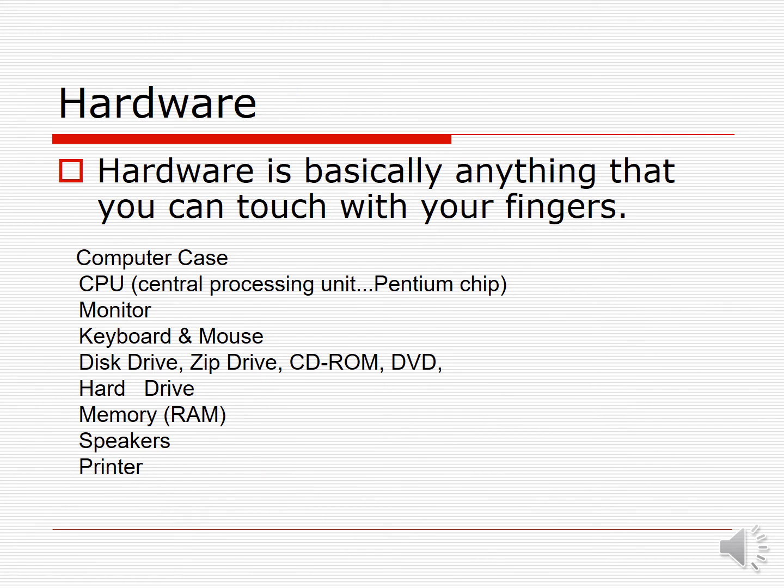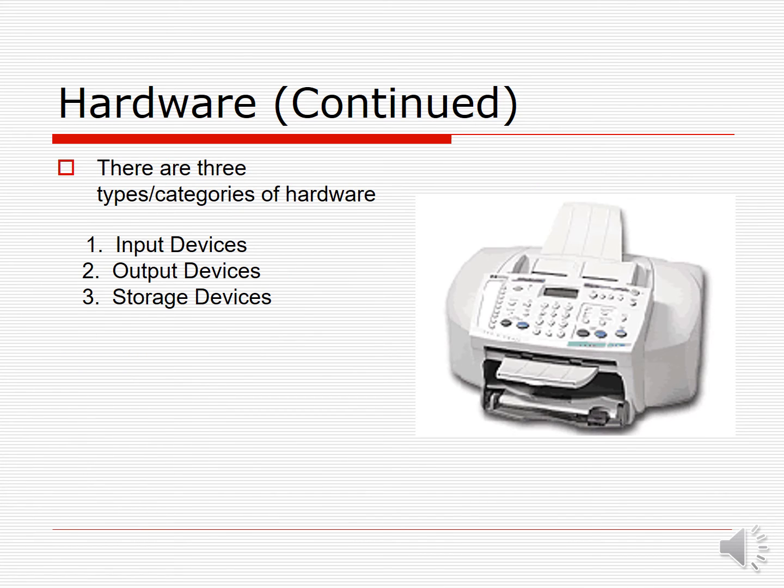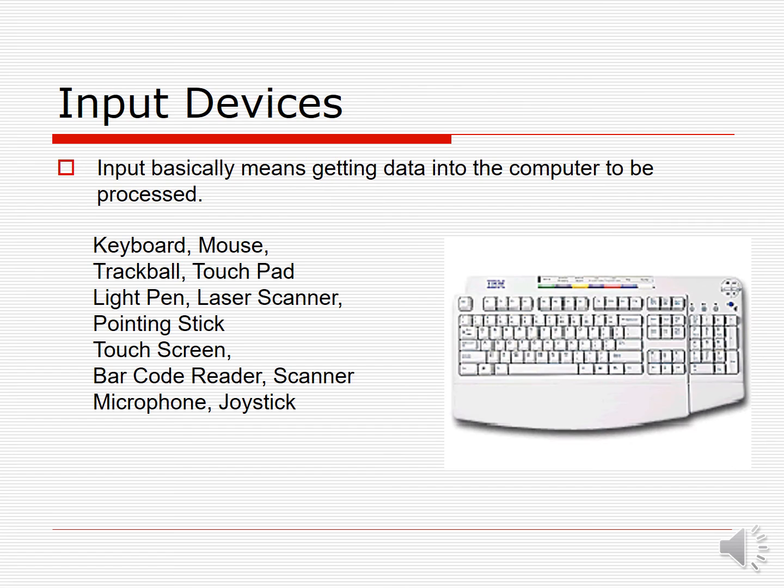Hardware essentially is anything that can be touched. They include the computer case, the monitor, the central processing unit, the keyboard and mouse, hard drive, disk drive, memory, speakers, and printers, among others. There are three types of hardware. They are generally categorized into three, which are the input devices, output devices, and storage devices.